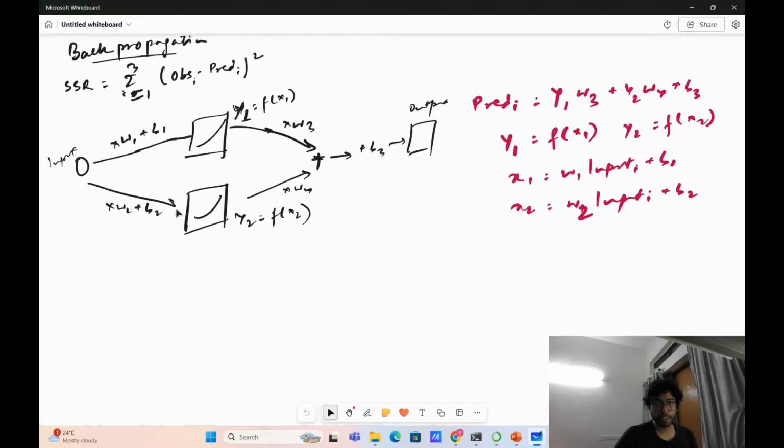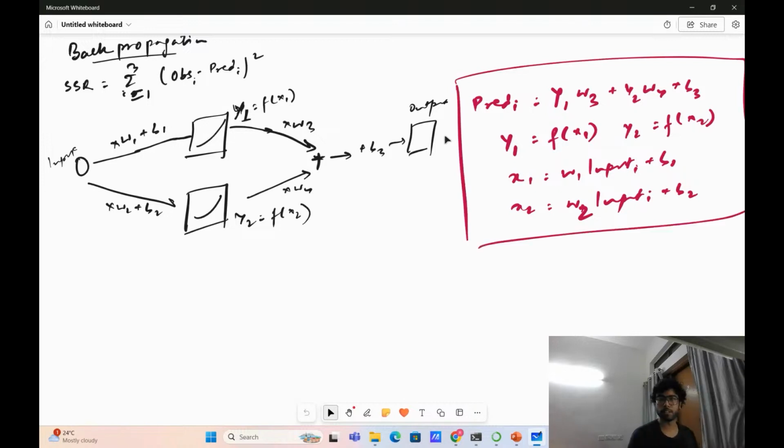So x2 is basically whatever value you get after this. Okay. So x2 is basically input times W2 plus B2, and then you get x2, you pass it through the function, you get y2, y2 times W4 plus this plus B3, you get the output, right? Is that clear? So here, this is very important, right? How you get all these things will help us in deriving the derivatives, okay?